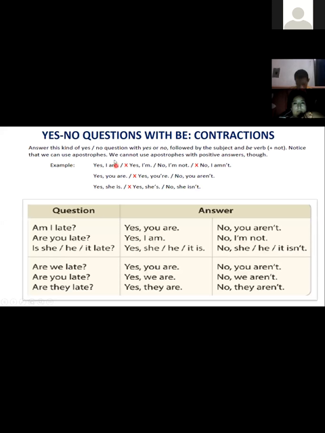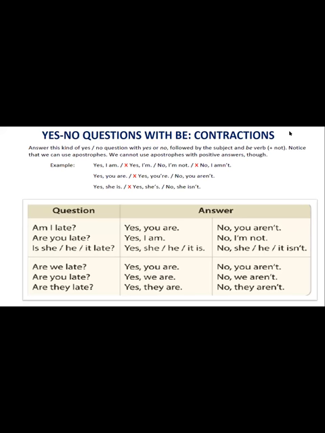Okay, here I have more. So just let me move here. What about yes/no questions with be, but contracted? It says to answer this kind of yes/no question with yes or no, followed by the subject. As I was saying, this is the structure, okay? Followed by the subject and verb be, plus not. Notice that we can use apostrophes. We cannot use apostrophes with positive answers though, okay?